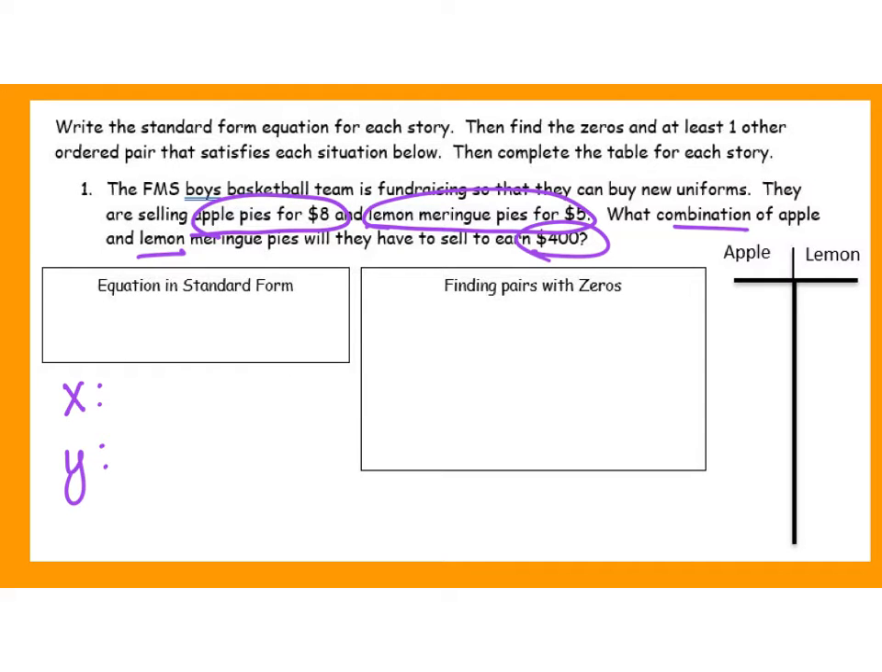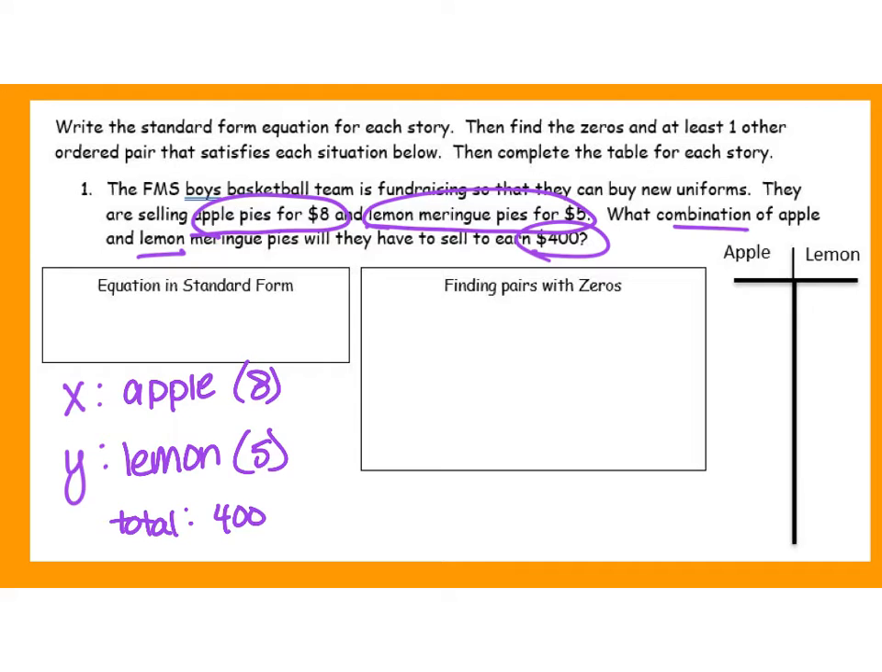So I'm just going to go in the order that they're in here. So x will be apple, and then y will be lemon. The apple pies are $8 while the lemon pies are $5. Do y'all agree? And we want to make a total of 400. So to write the equation in standard form, this would look like this: 8x plus 5y equals 400.